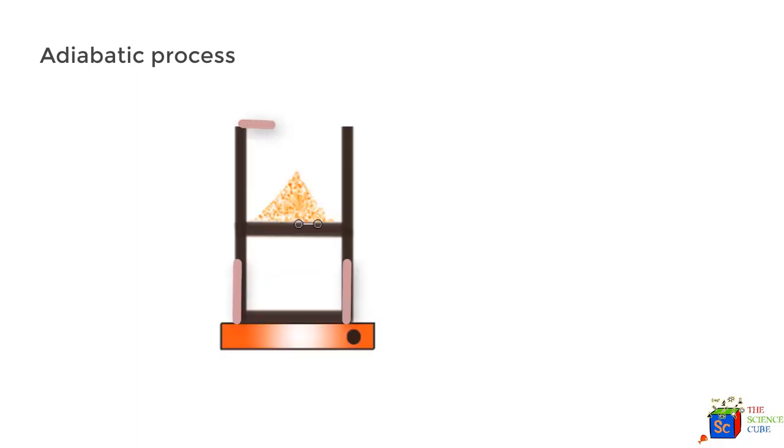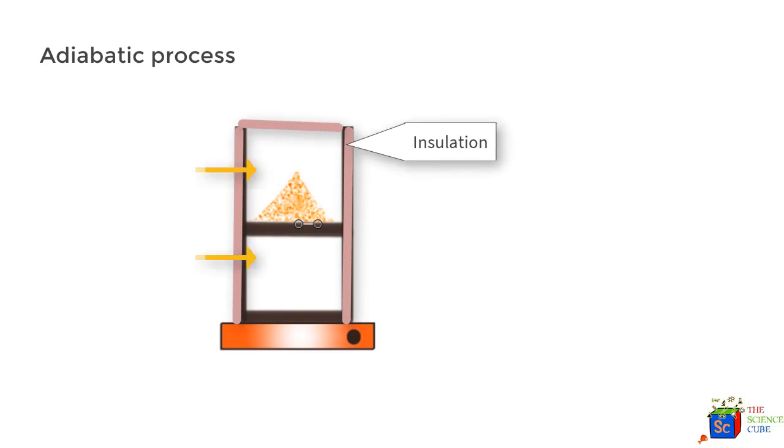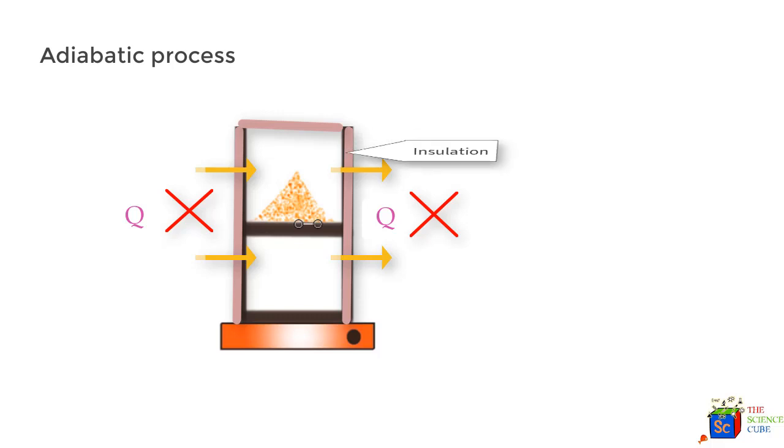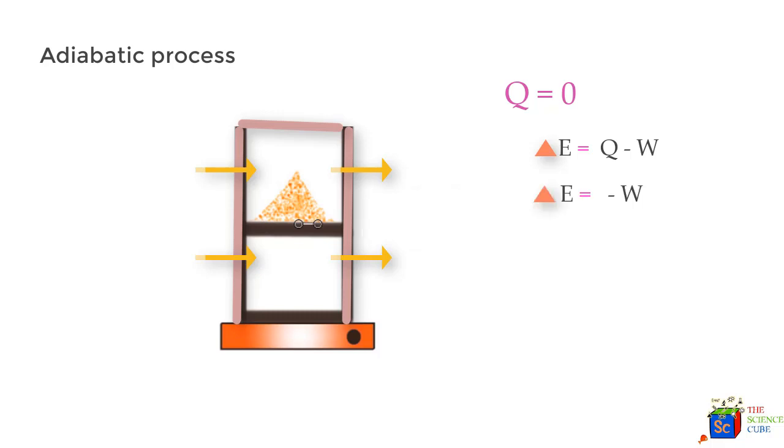So the first one is the adiabatic process, and such a process is one where the entire system is so well insulated that no transfer of heat can happen in or out of the system. So we say that Q is equal to 0, and therefore we can write the equation as delta E internal is equal to minus W.